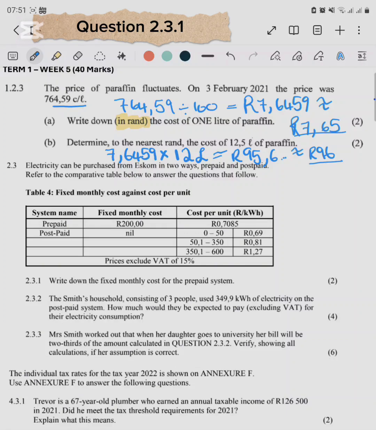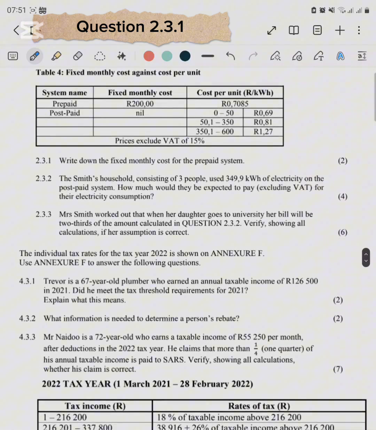Then we've got question 2, which is an electricity tariff. They've got there that it can be purchased in 2 different ways, prepaid or postpaid. And the first thing they want is the fixed cost for the prepaid system. So you just look, fixed monthly cost, 200 rand.